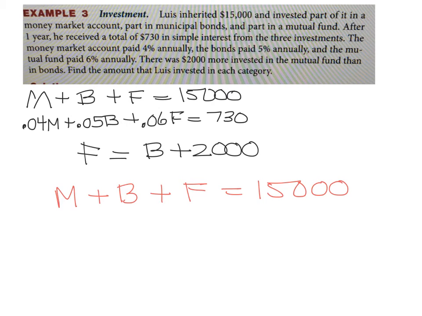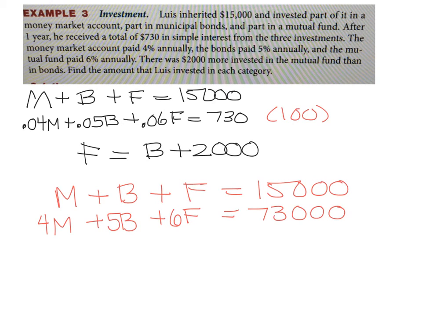Unless you really like percentages, I would consider multiplying the second equation by 100 so that you could get rid of all of the decimals. I think that's the easiest way to approach the problem, but it really is up to you. If you want to keep the decimals, that's fine. So I'm going to multiply this second equation by 100 to make the decimals go away, which is going to leave me with 4m plus 5b plus 6f equals 73,000.